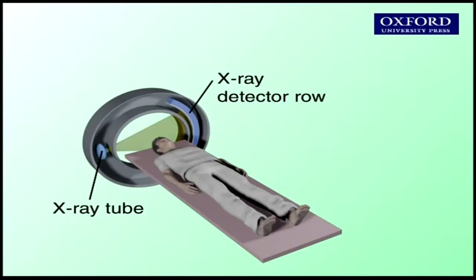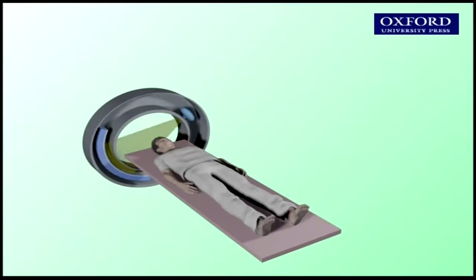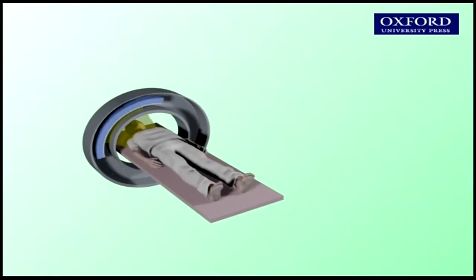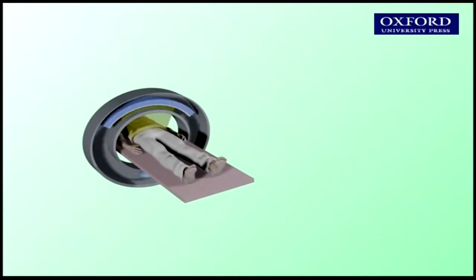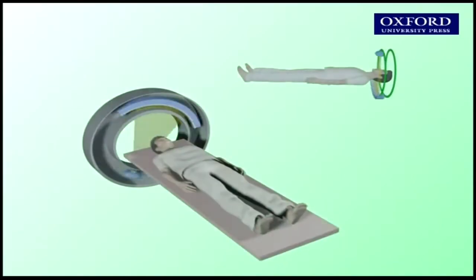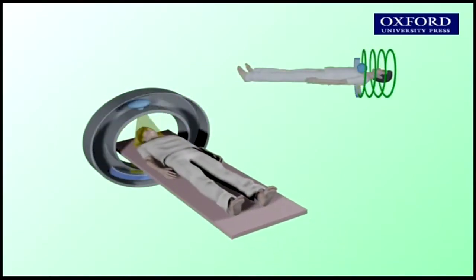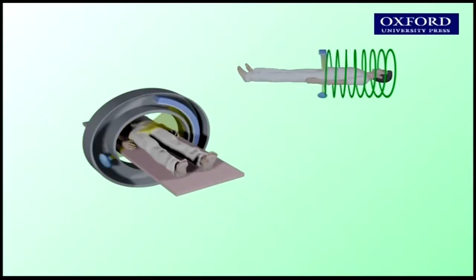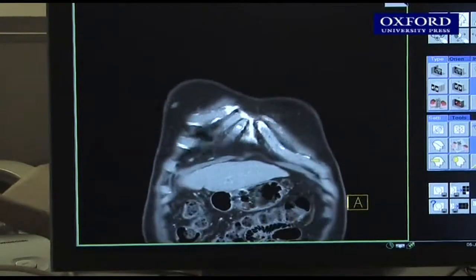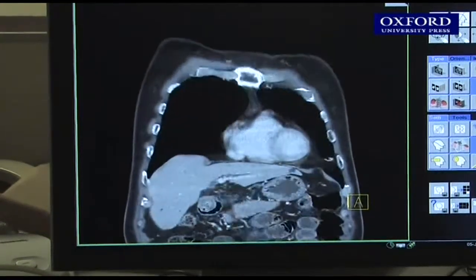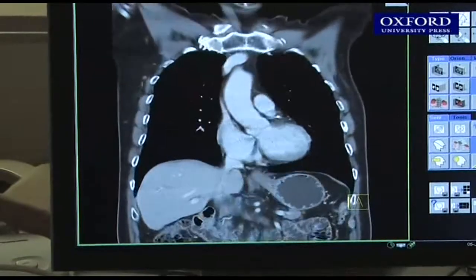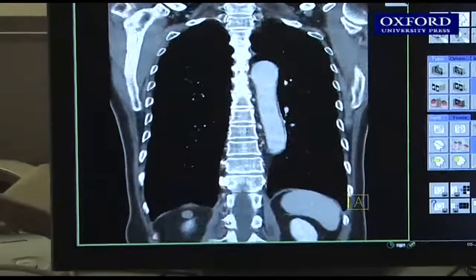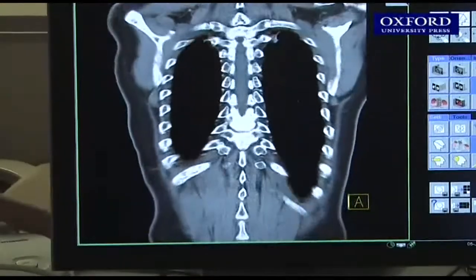While the patient is slowly moving through the scanner, the X-ray source and detectors rotate around the patient's body. As a result, the X-ray source and detectors relatively move in a spiral path over the patient's body. After the process has finished, the computer will construct images from the data, which is effectively an attenuation map. It can also generate three-dimensional images.